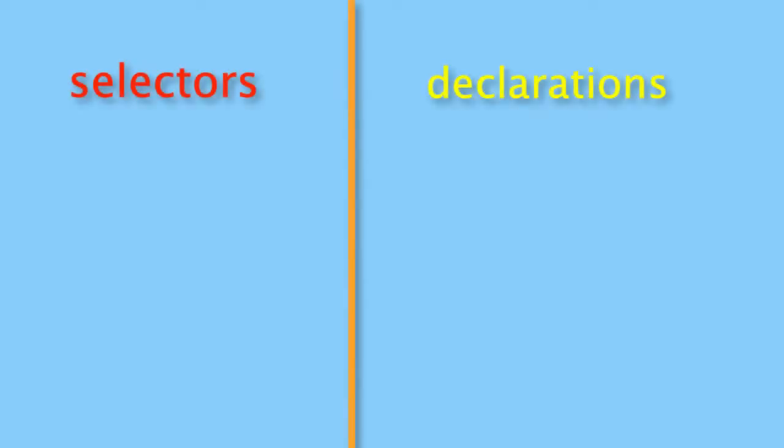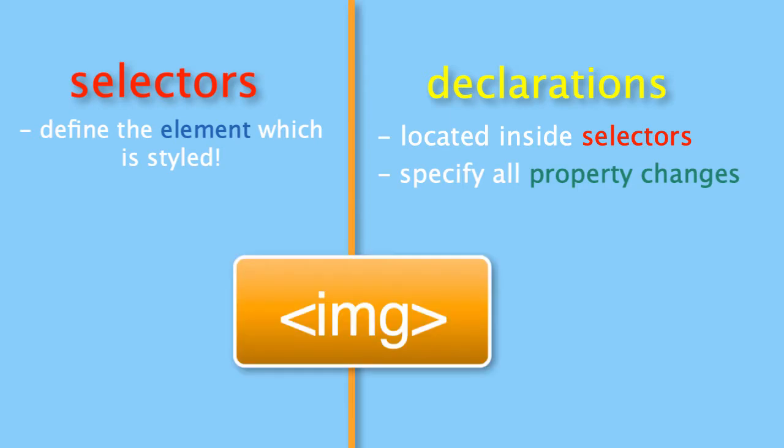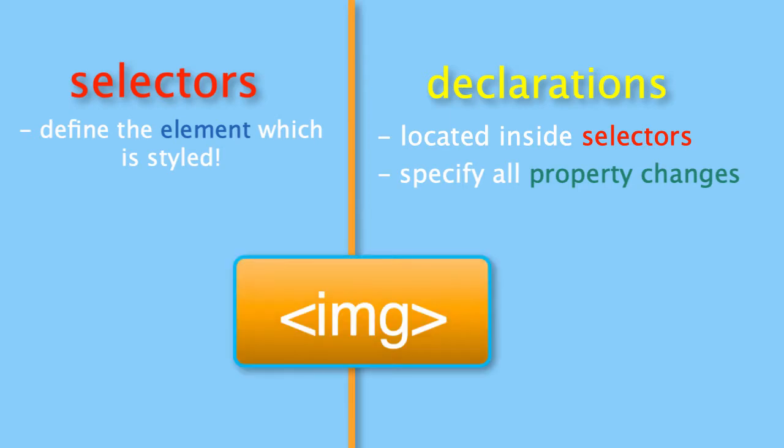Now, CSS relies on two things to function: selectors and declarations. Selectors define the element being worked on, and declarations are located inside of curly braces, specifying what property changes are actually being made. For instance, on our website, if we wanted all our image tags to have a border color of cadet blue, we would simply do it like this.